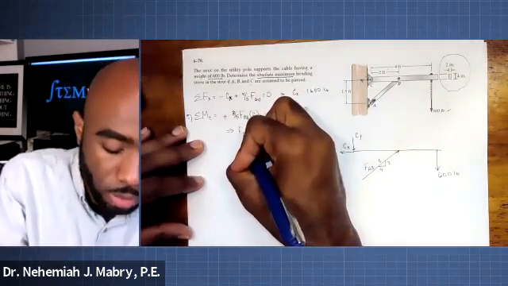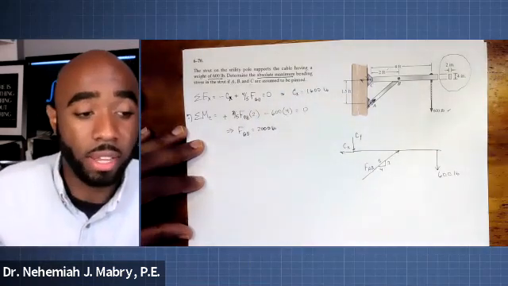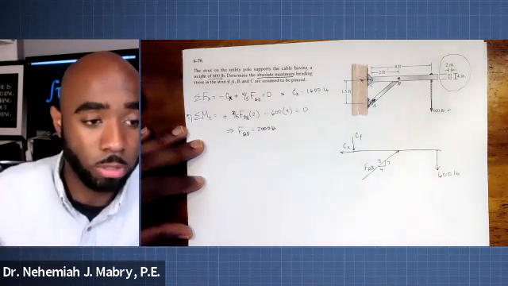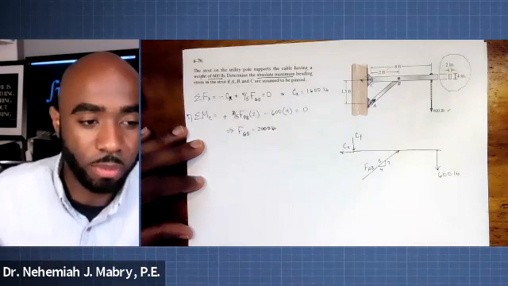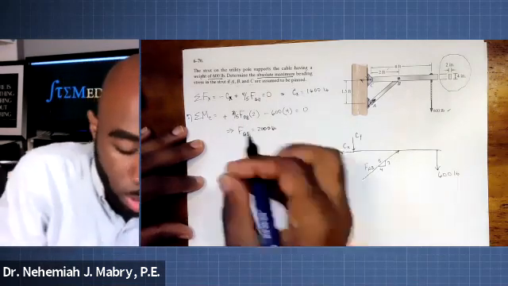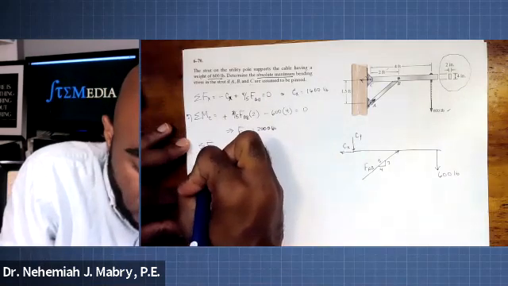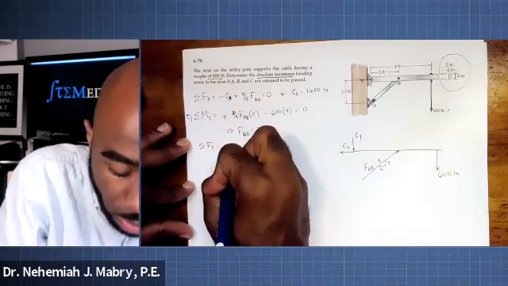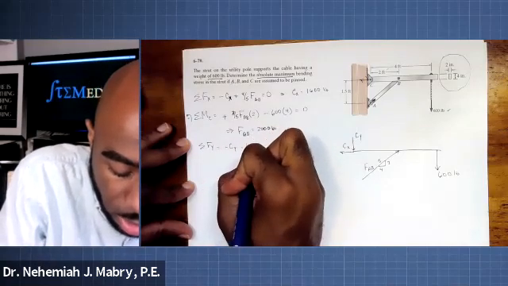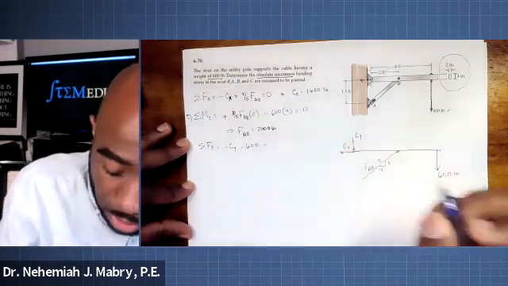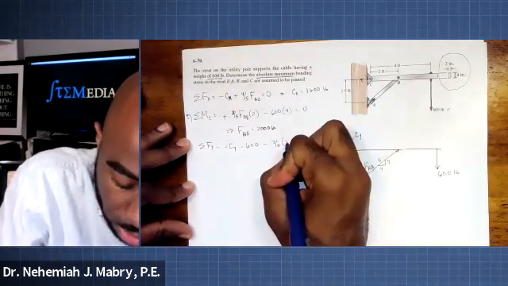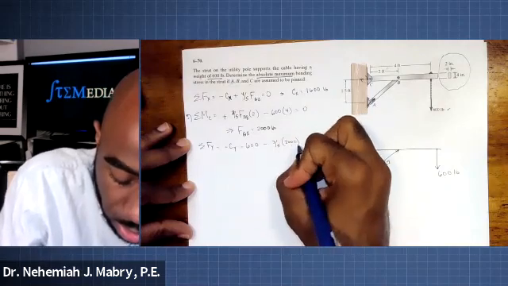Now we just need to know the value of Cy, right? And to do that, what do we do? If you said sum the forces in the Y direction, then you are correct. That is exactly what we do. We sum the forces in the Y direction. We have negative Cy, negative 600, negative 3/5 times 2000, equals 0.